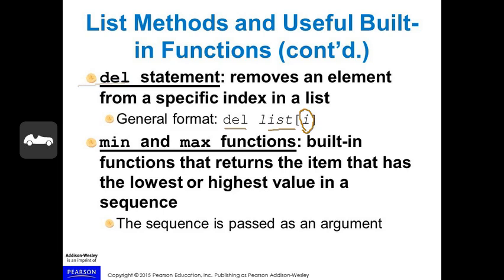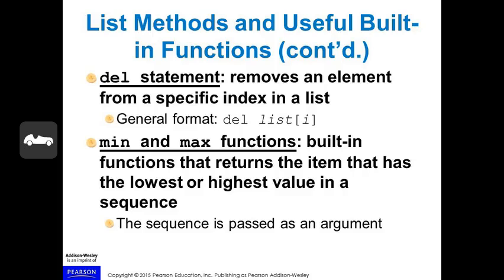And two other functions, min and max. These two built-in functions work with sequences. They do not only work with lists, they work with any sequences. The min function accepts a sequence as an argument and returns the item that has the lowest value in the sequence. And the max function accepts a sequence as an argument and returns the item that has the highest value in the sequence.